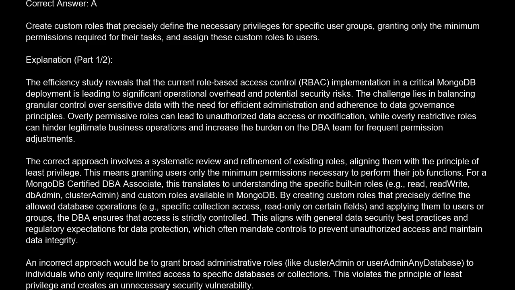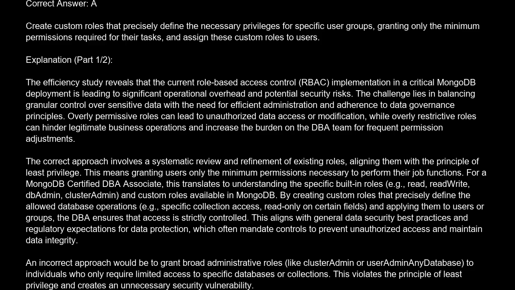The correct answer is A. Create custom roles that precisely define the necessary privileges for specific user groups, granting only the minimum permissions required for their tasks, and assign these custom roles to users. Explanation. The efficiency study reveals that the current role-based access control (RBAC) implementation in a critical MongoDB deployment is leading to significant operational overhead and potential security risks.